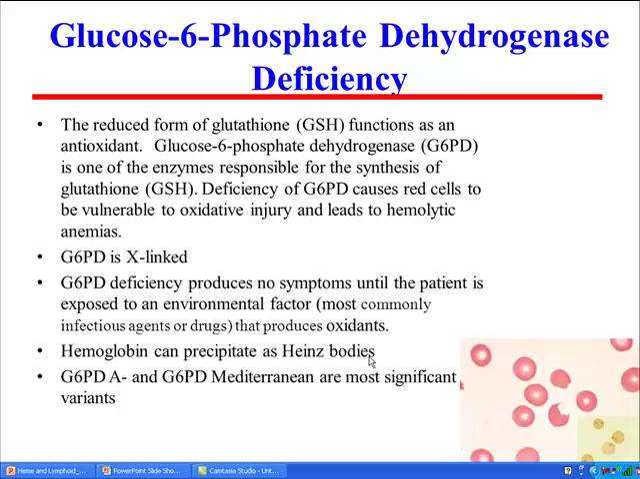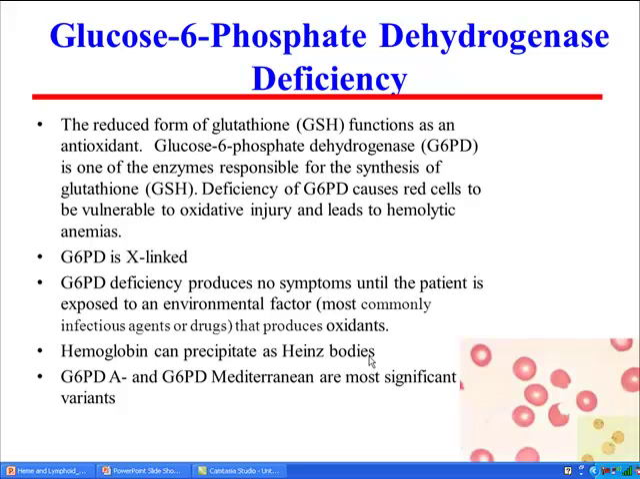So the gene that is responsible for this enzyme is on the X chromosome, so it is an X-linked disorder. And usually deficiency of this enzyme will not produce symptoms until the patient is exposed to some environmental factor that can produce oxidants, such as some drugs or some infectious agents. Some of the drugs that can trigger this disease are drugs such as antimalarials or sulfonamides or aspirins, those type of drugs.